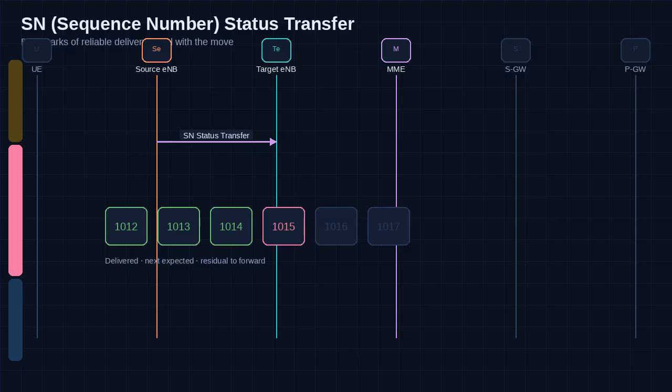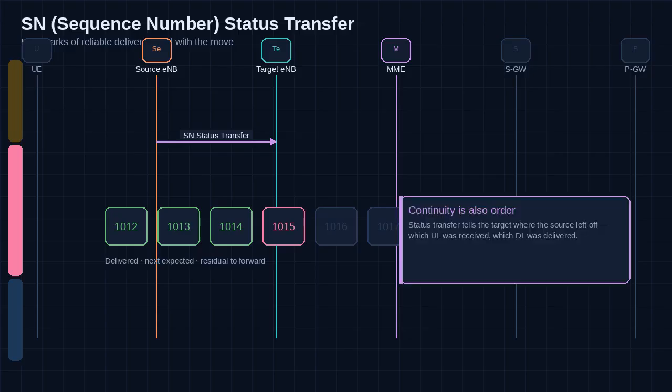They answer which uplink packets were already received, which downlink packets were already delivered to the UE, what should be forwarded, retransmitted, or skipped so the receiver does not see gaps or duplicates as chaos. Status transfer ships that bookmark. The target learns where the source left off. Forwarding can then prefer the right residual packets instead of guessing. A first-time learner often thinks handover is only about signal strength and cell IDs.